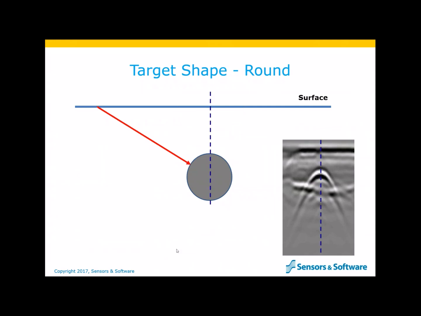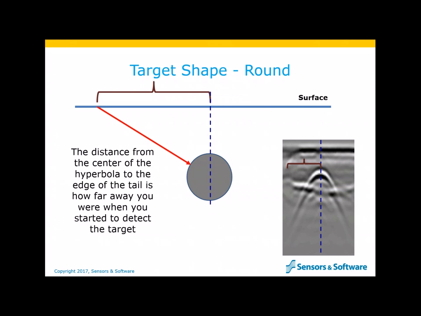If you think about it, the width of one side of the hyperbolic tail is how far away the GPR system was from the object when it started to detect it. In favorable soils, this distance can be 1 or 2 meters. Now, this is not critical information to know, but it may be of interest.